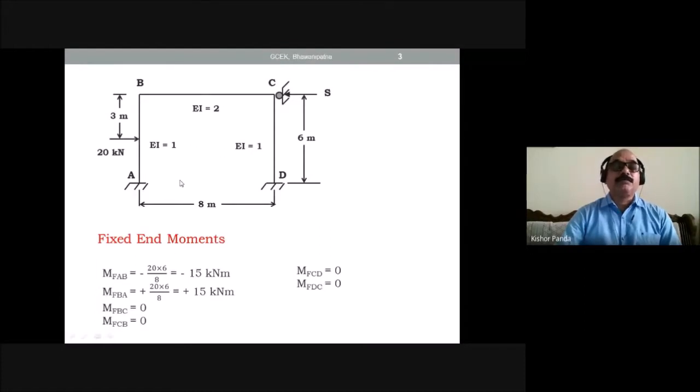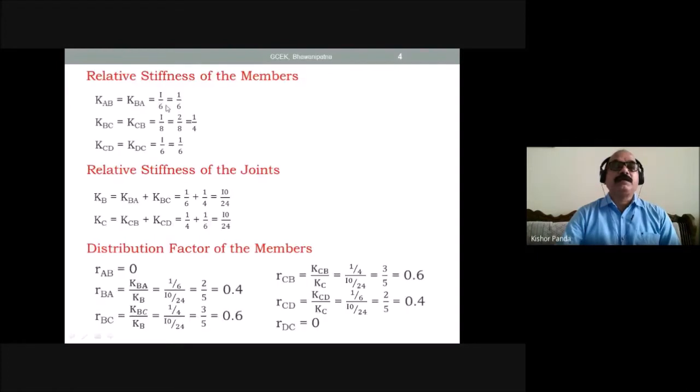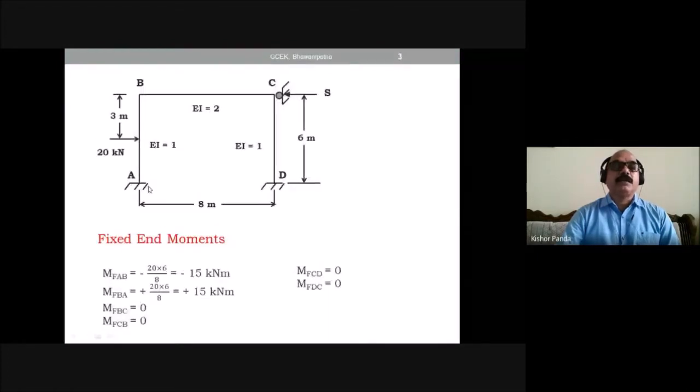Then what is the next step? You have to find out the relative stiffness of the members. These are 3 members AB, BC and CD, and you know EI is equal to 1, EI is 2, EI is equal to 1. So you have to find out the relative stiffness of these members: KBA, similarly KBC, KCB, KCD, KDC. Here KBA is equal to I by 6, because here the end is fixed. The relative stiffness is equal to I by L, and the length of the member is 6, so you have to take I by 6.